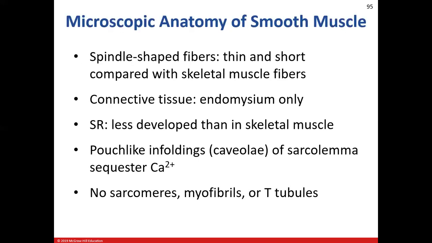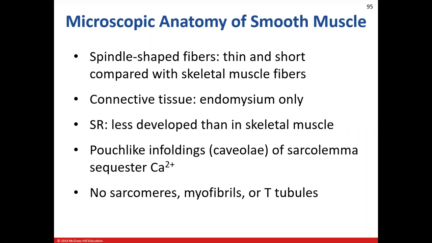So let's look at the microscopic anatomy of smooth muscle. One of the caveats with smooth muscle is that the fibers are no longer rod-like or elongated like they are in skeletal muscle. With smooth muscle, the fibers are more spindle-shaped, which means they're more thin and short compared to their skeletal muscle counterparts. When we look at connective tissue, smooth muscle is only going to have small amounts of endomysium. Unlike skeletal muscle, which has all three layers, smooth muscle does not contain perimysium or epimysium.